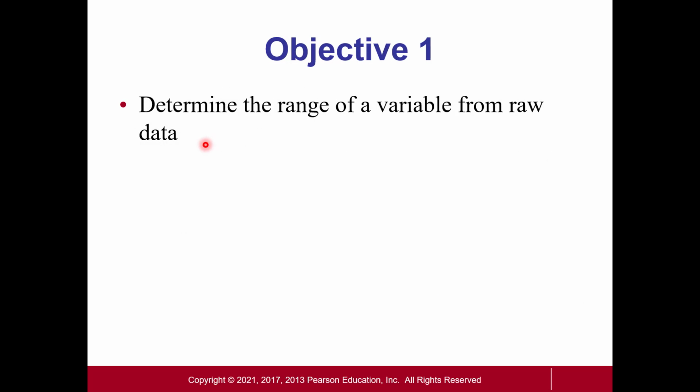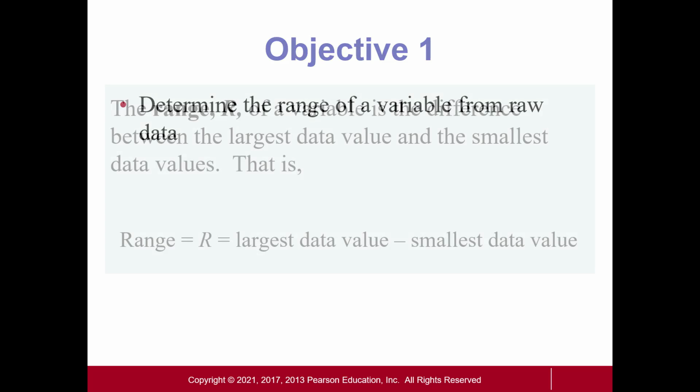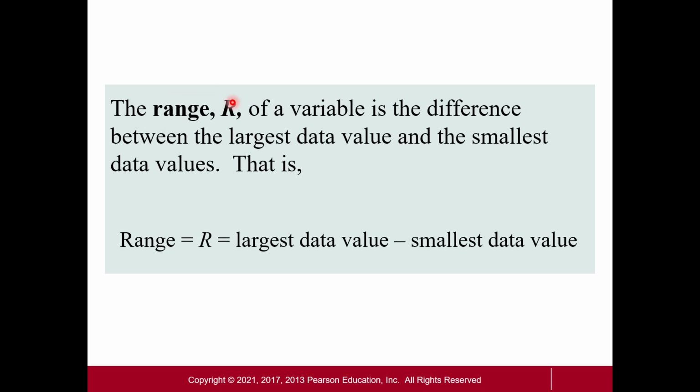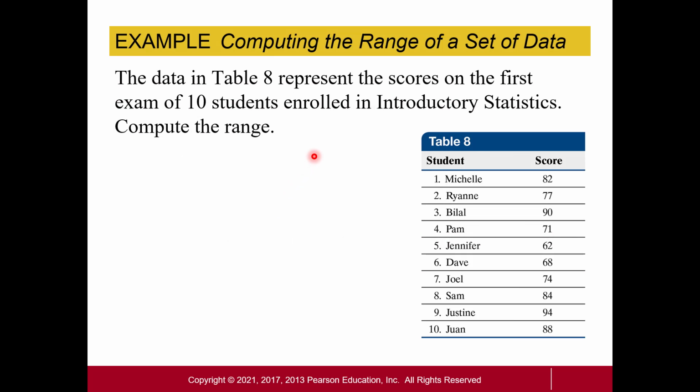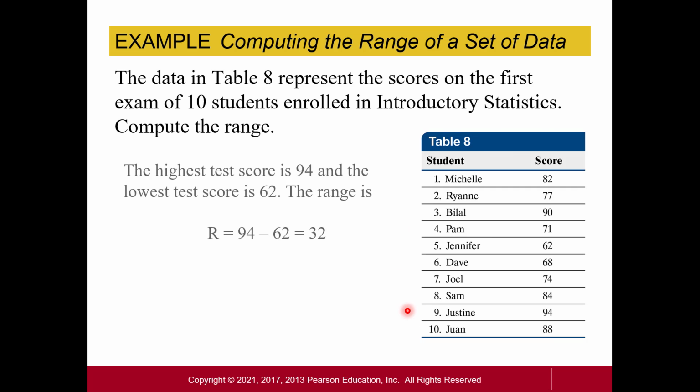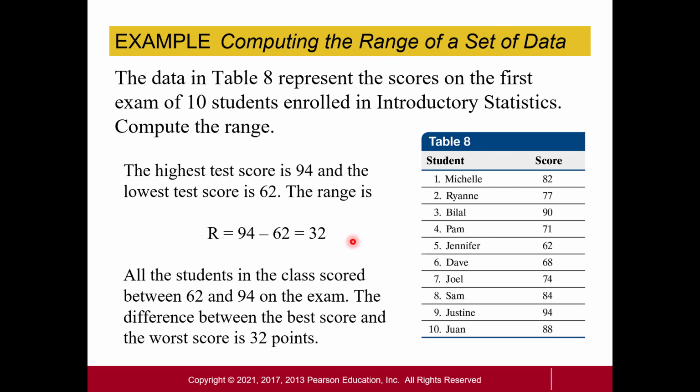So let's determine the range of a variable from raw data. The range R of a variable is the difference between the largest data value and the smallest data value. So to get the range, we just subtract the smallest value from the largest. The data in this table represents the first exam scores for 10 students in a stats class, and we're going to compute the range. If we identify the highest score at 94 and the lowest score at 62, then the range is the difference between those, so we get 32. The difference between the best score and the worst score was 32 points.